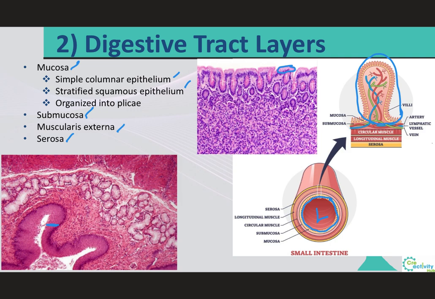In addition to the plicae, they can have the villi or microvilli that will also function to increase the surface area. Next, we have the submucosa, which is the layer of areolar tissue that surrounds the muscularis mucosae. And here we're going to have large blood vessels and lymphatics that are found in this layer. And in some regions of the digestive tract, the submucosa also contains exocrine glands that will secrete buffers and enzymes into the lumen of the digestive tract.